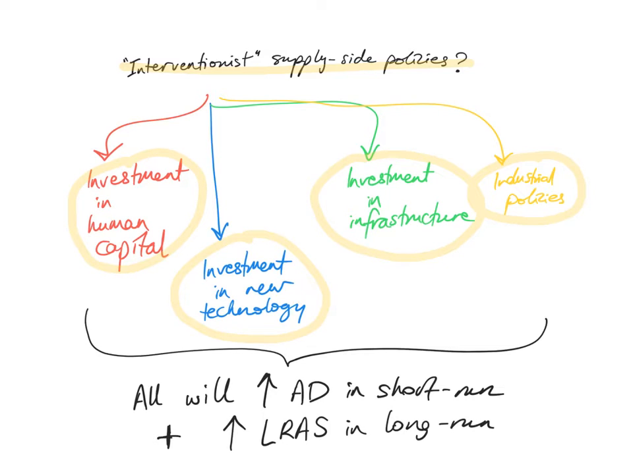But remember that all of these interventionist supply side policies will increase aggregate demand in the short run, so the AD curve will shift in the short run, and the LRAS curve will shift in the long run. So remember which curves shift and in which time frame.